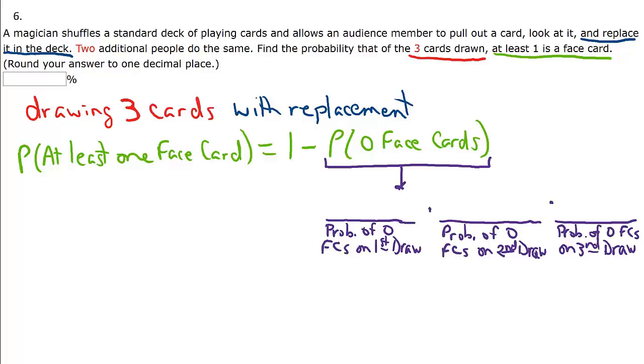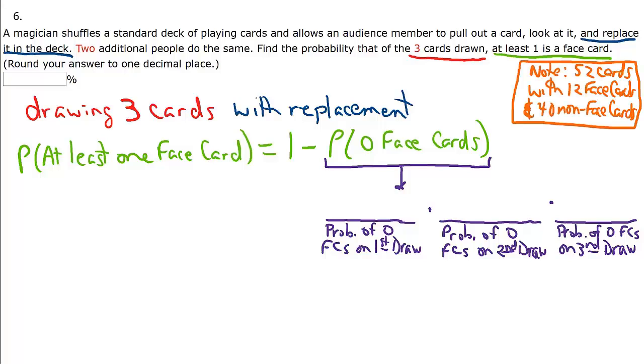So the probability of getting no face cards can be calculated by the multiplication principle, which says, in this case, that the probability of getting no face cards on the first draw times the probability of getting no face cards on the second draw times the probability of getting no face cards on the third draw is the probability of getting no face cards at all. So what is the probability of getting no face cards on the first draw? Well, remember, there are 52 cards, 12 face cards. The rest of them, which would be 40, are not face cards.